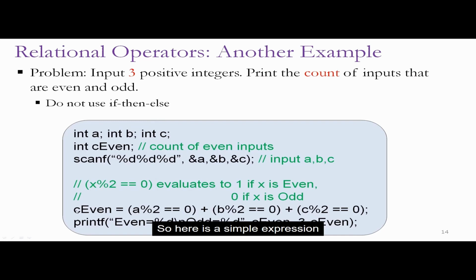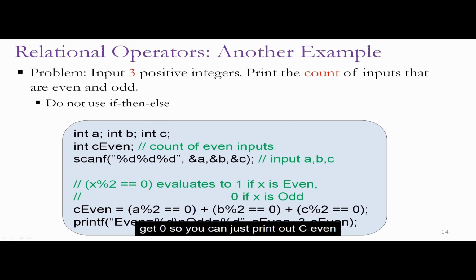So here is a simple expression that allows you to calculate this. You can say, I want to see if the first one is even. If it is even, then a modulus 2 will be exactly equal to 0. If b is even, b modulus 2 is going to be equal to 0. If c modulus 2 equals 0, that means that c is even. So if any of them are even, they will contribute 1 to this overall bigger expression. If all of them are even, we'll get 3. If none of them are even, we'll get 0.